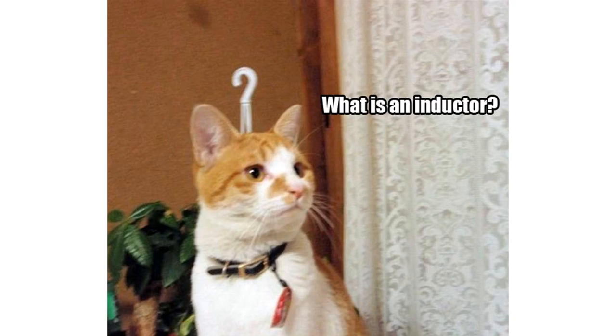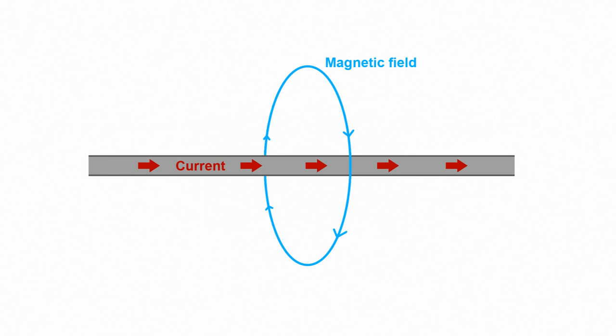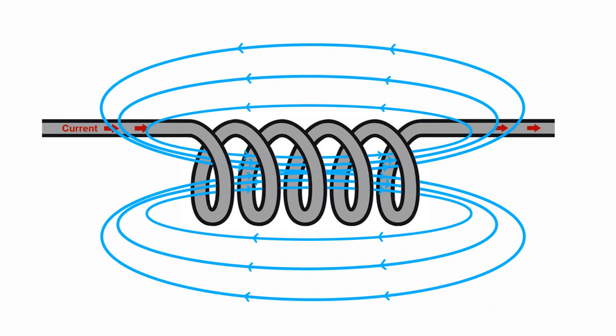So, what's an inductor? Generally speaking, an inductor is a device that temporarily stores energy in the form of a magnetic field. Inductors are usually just coils of wire, and one of the basic properties of electromagnetism is that when you have current flowing through a wire, you'll create a small magnetic field around it. So if you coil up a lot of wire, you'll get a stronger magnetic field.